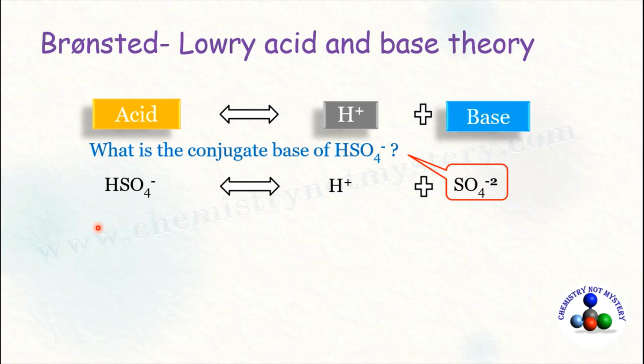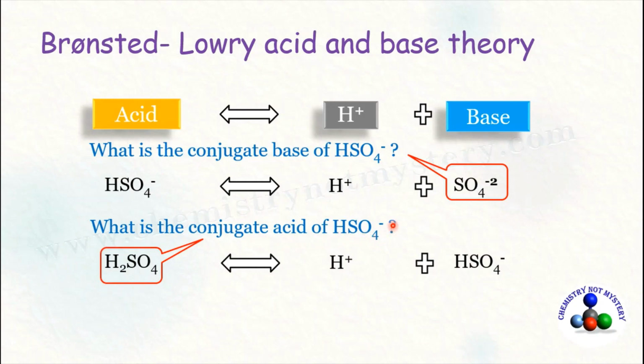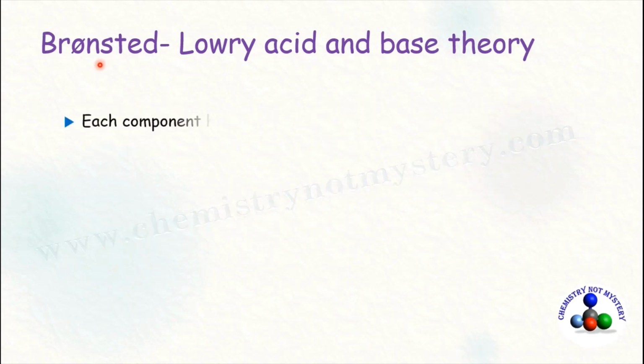Now come to another question. What is the conjugate acid of HSO4 negative? Here HSO4 negative acts as a base. So it will accept H plus ion, and after accepting H plus ion, it will form H2SO4. So H2SO4 will be the conjugate acid of HSO4 negative. According to Bronsted Lowry acid-base theory, each component has a conjugate, as we just have learned.